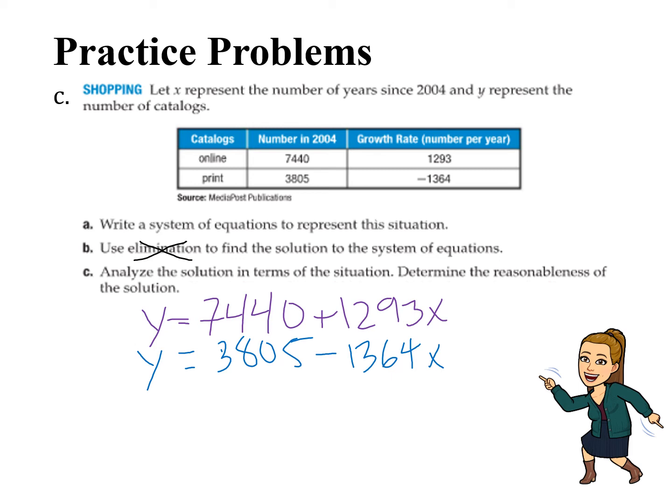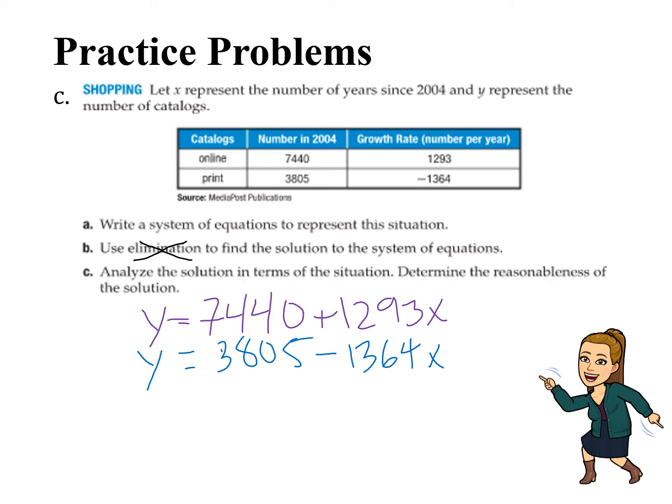Now, normally when I see two equations in slope-intercept form, I might think that graphing is the right choice. But if I look at those numbers, they're really big. So graphing would be a challenge. Not impossible, but it would be a challenge to do by hand. So what I'm going to do is this idea of special substitution.